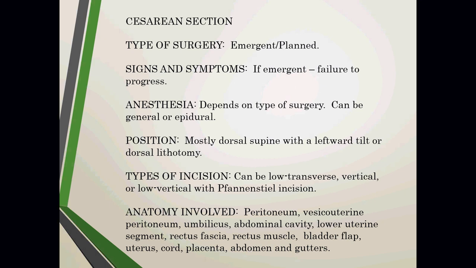You're going to hear these terms over and over again in these types of surgeries, and this is just a few of them. Trust me, there are a lot more. But peritoneum, vesicouterine peritoneum, umbilicus, abdominal cavity, lower uterine segment, rectus fascia, placenta, uterine cord, gutters, bladder flap.